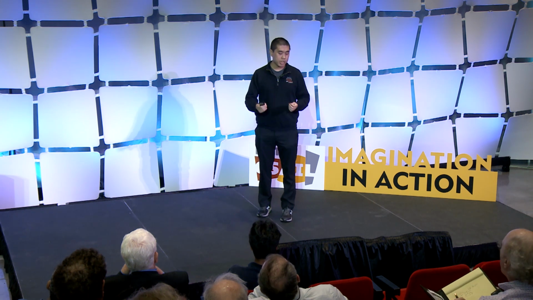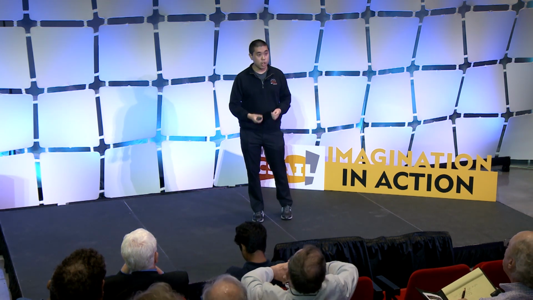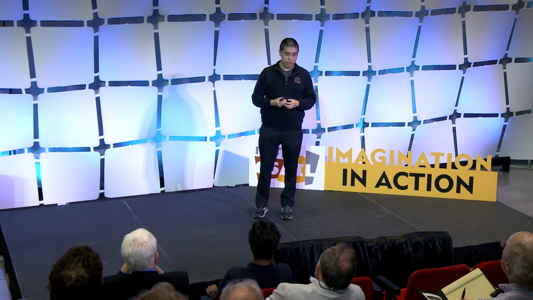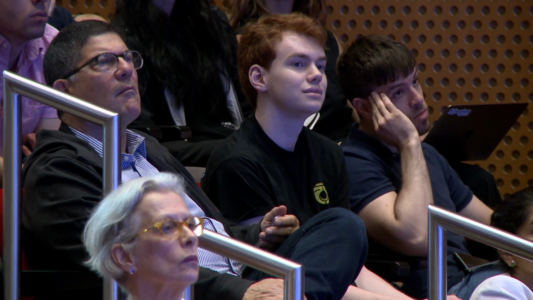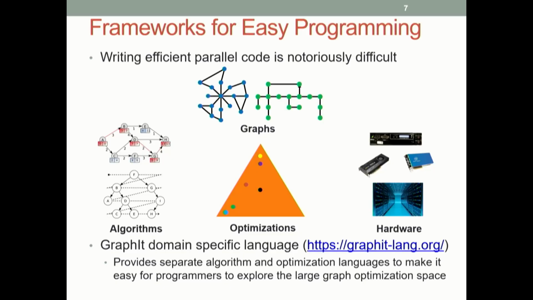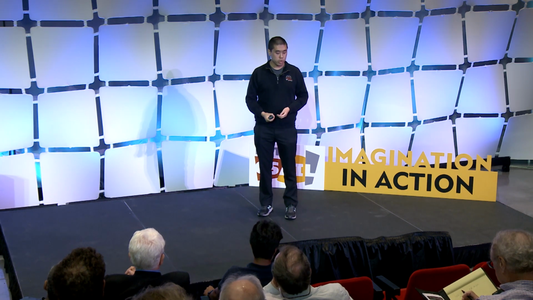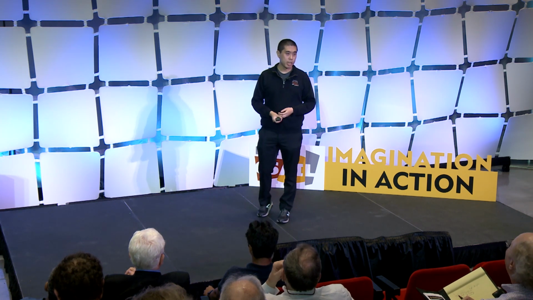So determining the best set of optimizations is actually a pretty challenging task, and we designed the Graphit domain-specific language to make this task easier. So in Graphit, we have a separate algorithm language and an optimization language. The algorithm language just specifies what we want to do at a high level, whereas the optimization language specifies how we want to optimize different parts of our algorithm. So a programmer can just write the algorithm once, and then they can tweak parameters in the optimization language in the search for the best set of optimizations. And Graphit also provides an auto-tuner to make this process of finding the best set of optimizations even easier.